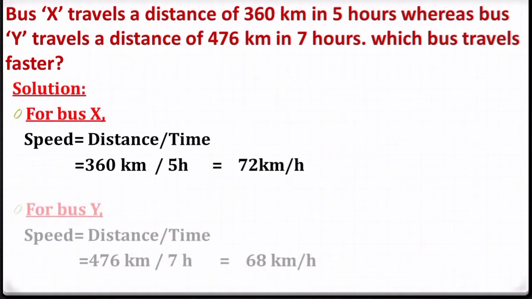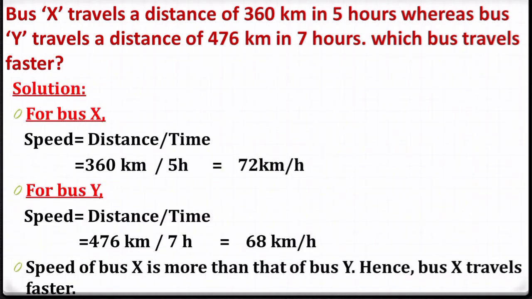Now, the distance covered by two buses X and Y and the time taken by them is given in this problem. Let us check which of the bus moves faster. So, for bus X, the speed, which is distance by time, is 72 km per hour. Whereas, for bus Y, when we substitute the formula distance by time, the speed comes to 68 km per hour. This shows that speed of bus X is more than speed of bus Y. So, speed can be used to compare or to check the rate of motion of each object.